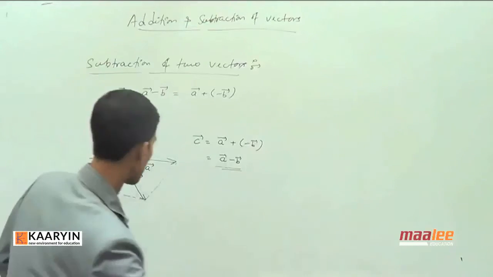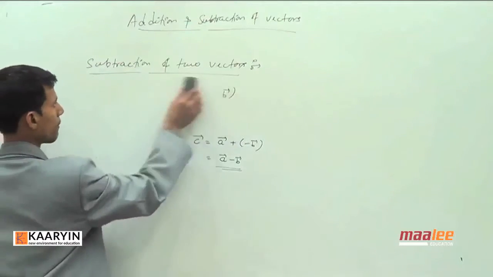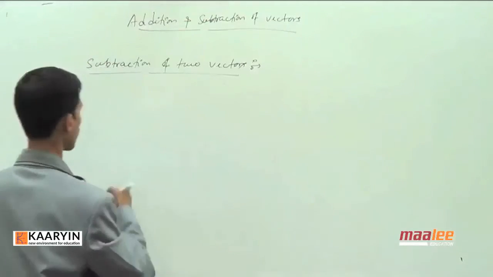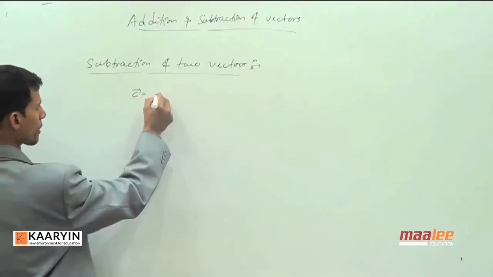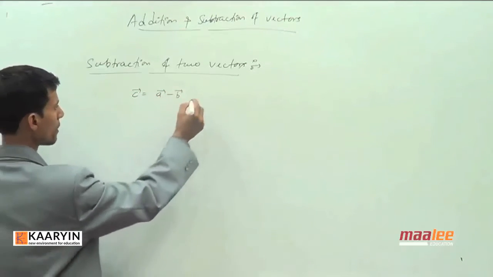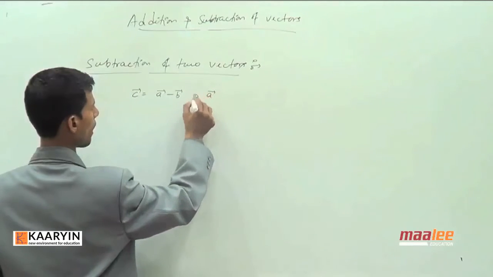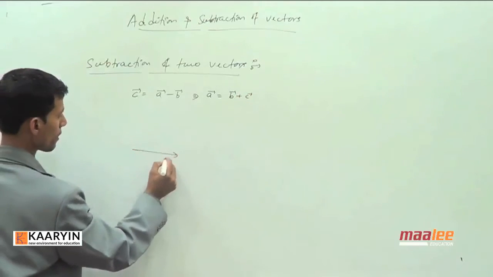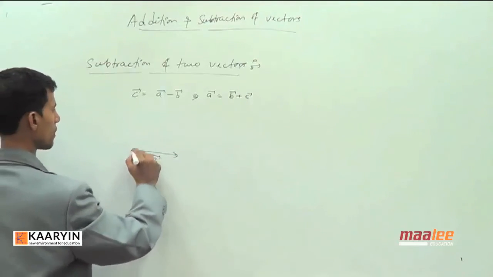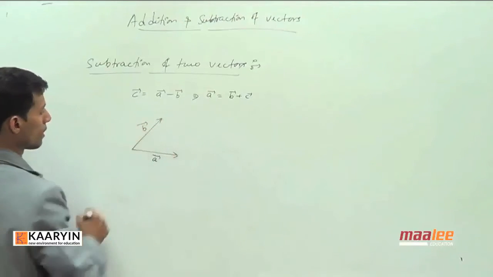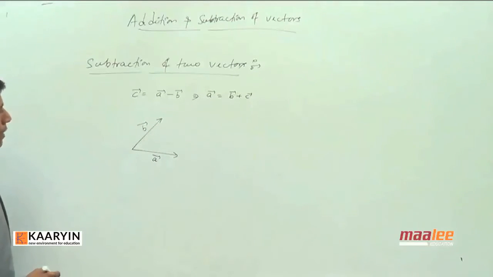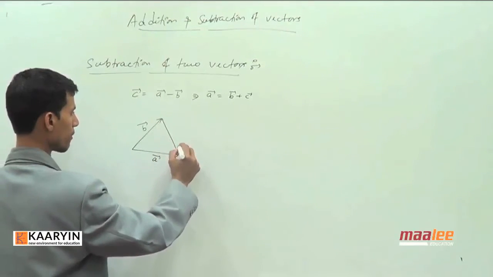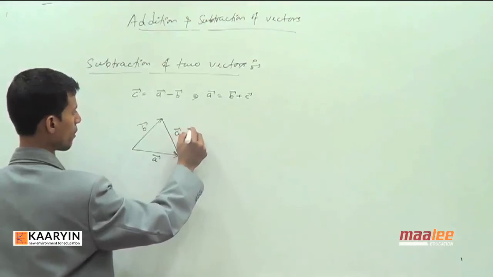You can also verify it this way. C equal to A minus B means that A has to be equal to B plus C. So this is my A, and this is my B. Then if I add them, this must give me A minus B, or we can say C.